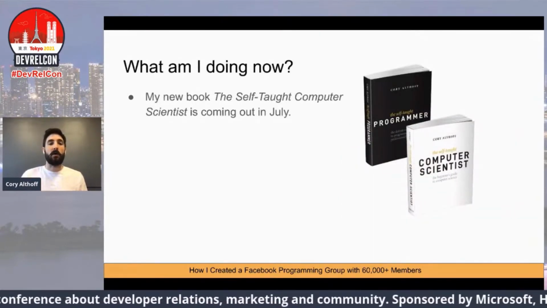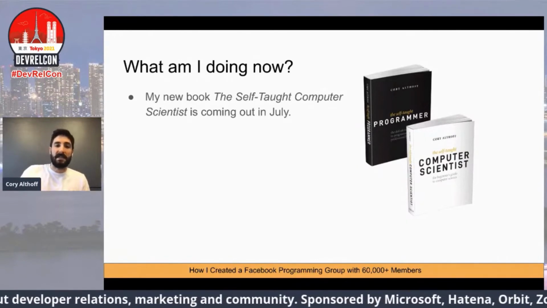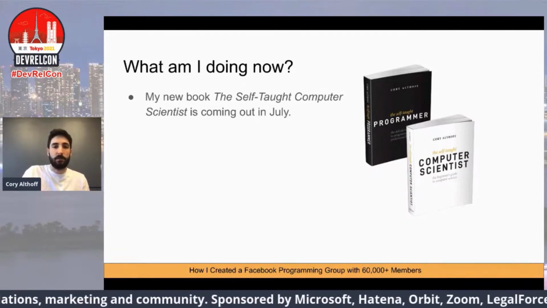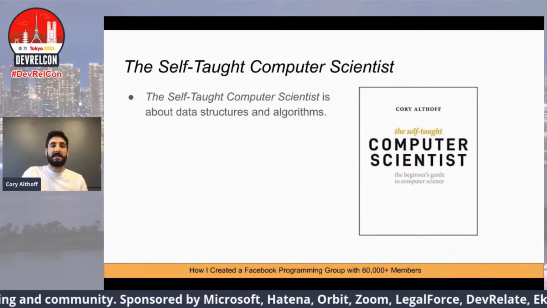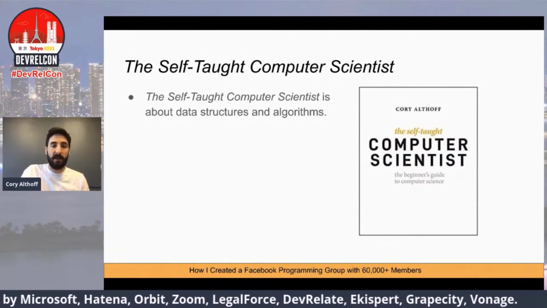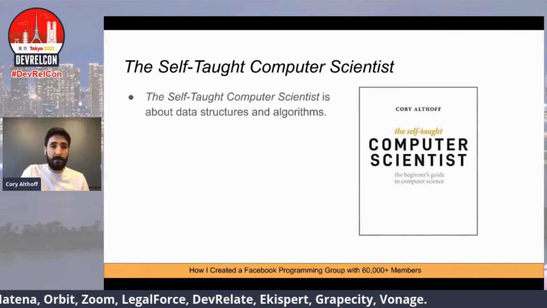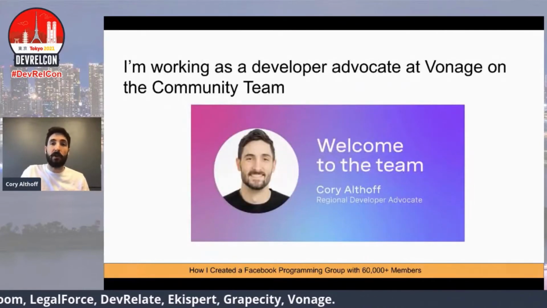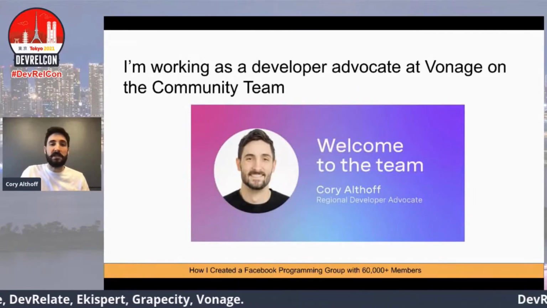So what am I doing now? Well, my new book, The Self-Taught Computer Scientist, is coming out in July. Super excited about that. And it's a book about data structures and algorithms. I covered that a bit in my first book, but this goes into more depth. I'm also working as a developer advocate at Vonage on the community team, which is awesome.